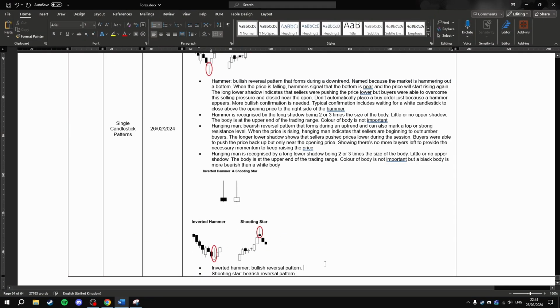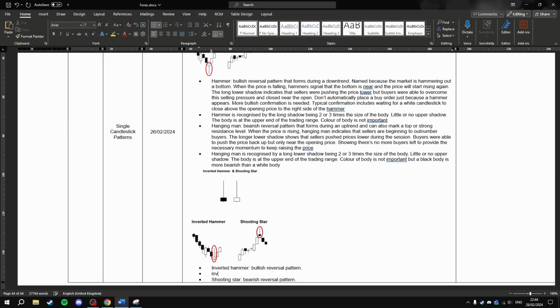So, an inverted hammer is recognized by the long shadow being 2 or 3 times the size of the body, little or no lower shadow, the body is at the lower end of the trading range, and the color of the body is not important.